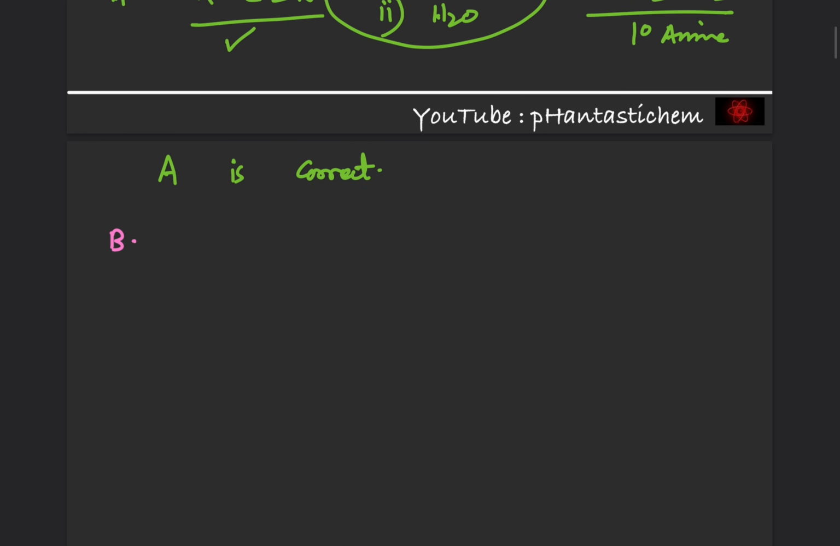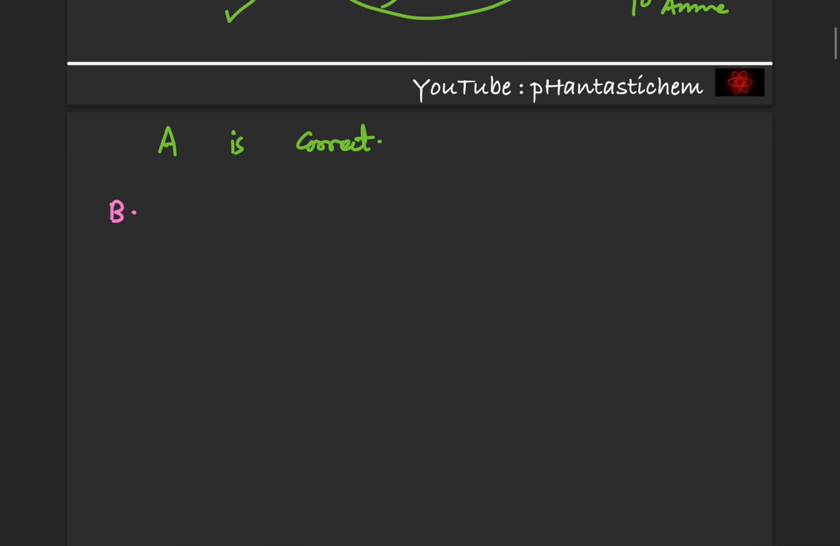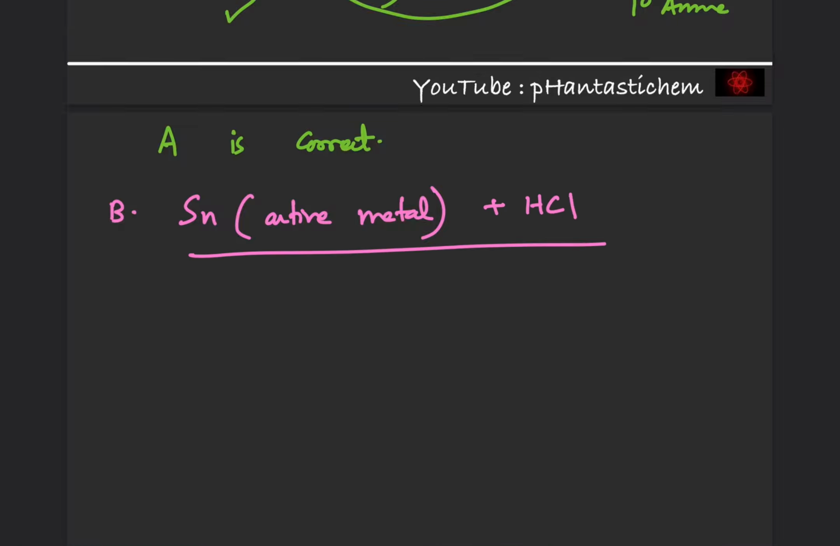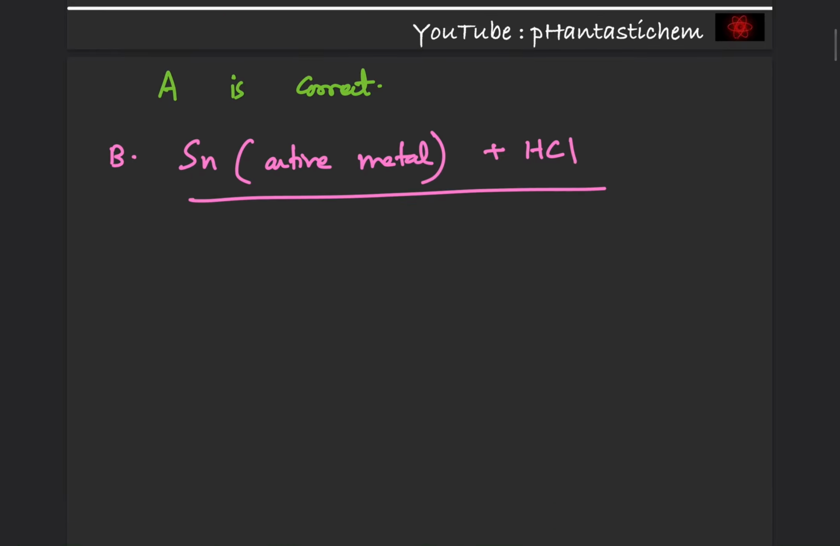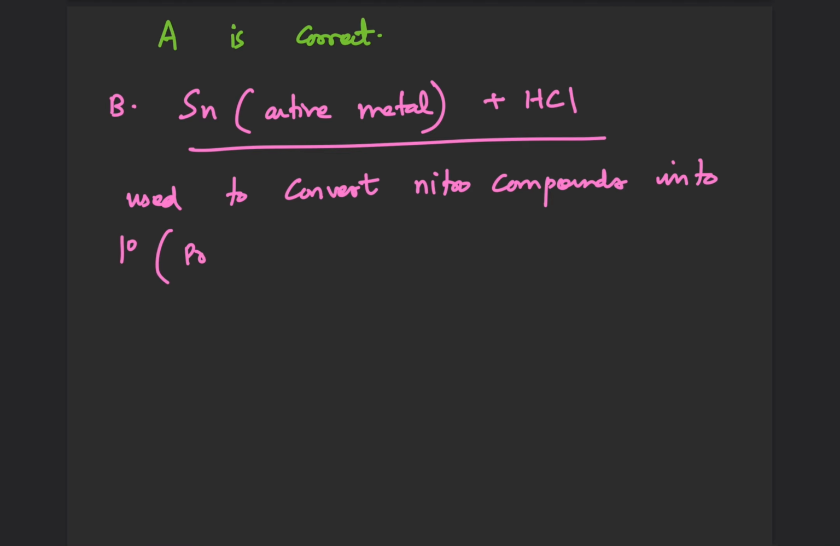Then we have B. So in B we have Sn, which is tin, an active metal, and it is combining with concentrated hydrochloric acid, that is HCl. Okay, so these two are used to convert nitro compounds into primary amines. Very important. So these two are used to convert nitro compounds into 1 degree or primary amines.